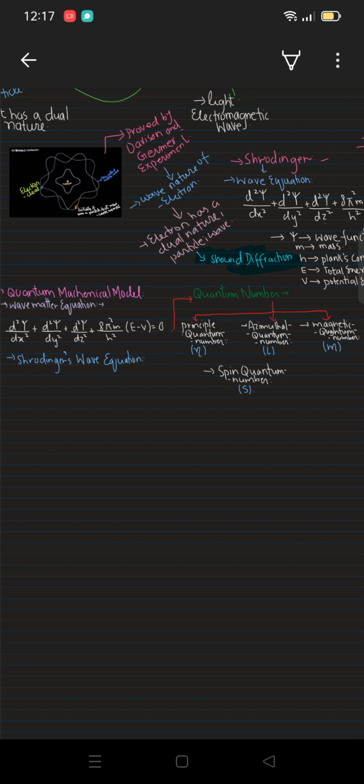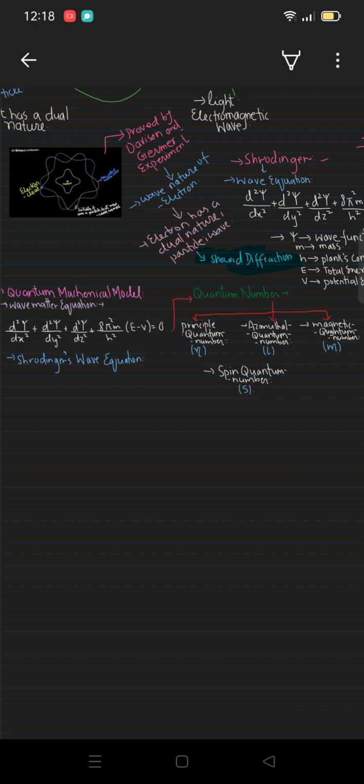These quantum numbers are going to tell us about the size of the orbital, or you can say the size of the shell, and they're going to tell us the shape. With that, they will also inform us about the orientations. The fourth quantum number is going to tell us the spinning of the electron.